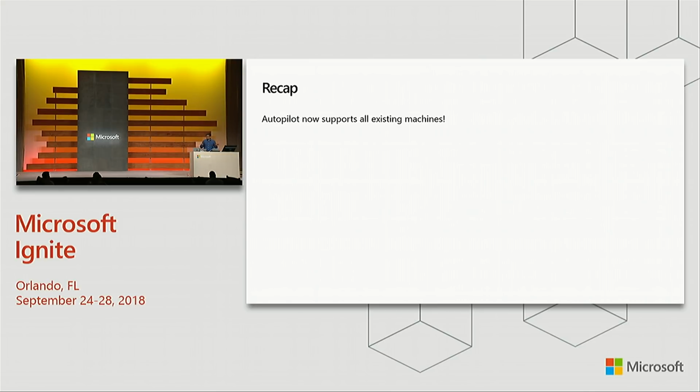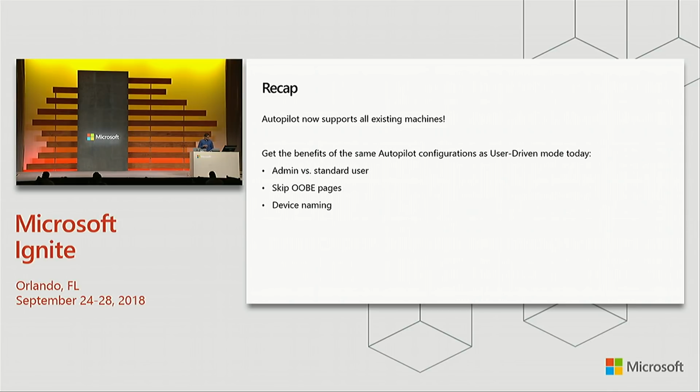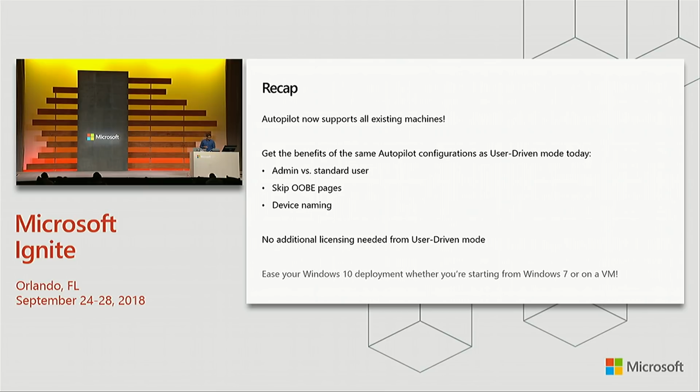So Autopilot, to recap this, now supports all existing machines. You get the benefits, again, of the same Autopilot configurations as user-driven mode today. Again, there's no additional licensing needed from user-driven mode. And you can use this to ease your Windows 10 deployment, whether you're starting from Windows 7, starting on a VM, really just any version of Windows starting from Windows 7.